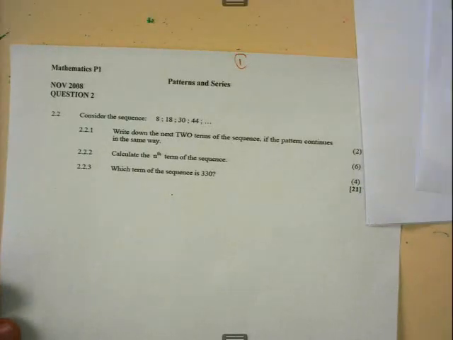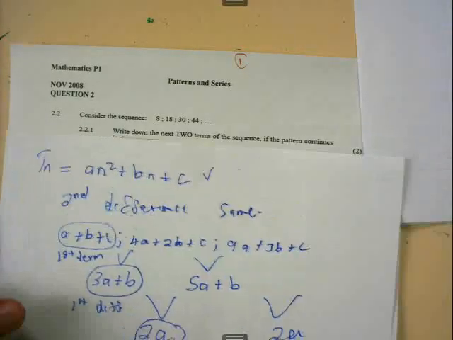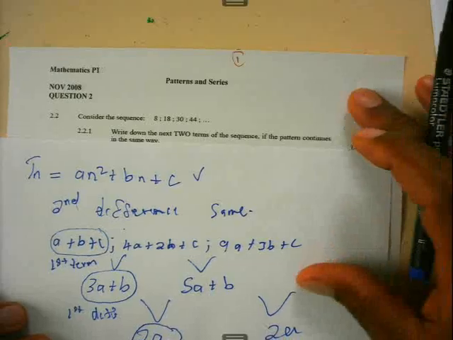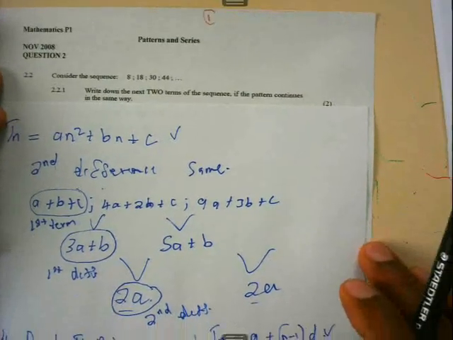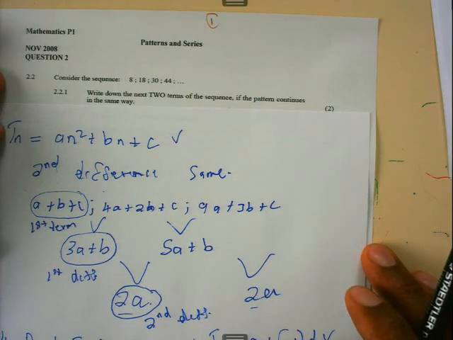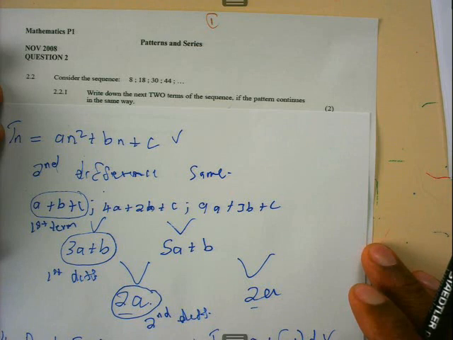Right, now this one is November 2008. Boys and girls, the question here says, consider the sequence. Here is a sequence: 8, 18, 30, as well as 44. Question 2.2.1 says, write down the next two terms of the sequence if the pattern continues in the same way.